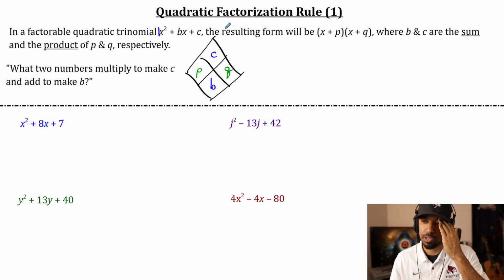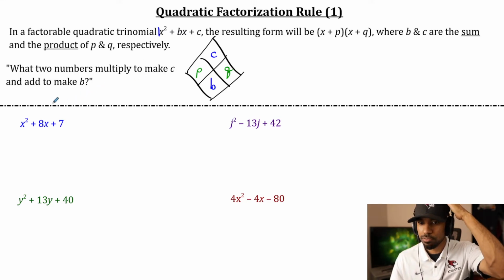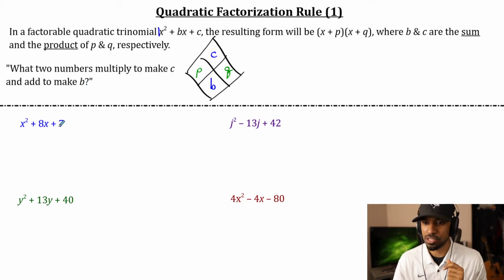It is a 1x squared. That means we're coming in this form right here. We're going to find out c is 7. You see that? 7 is c, and 8 is b.